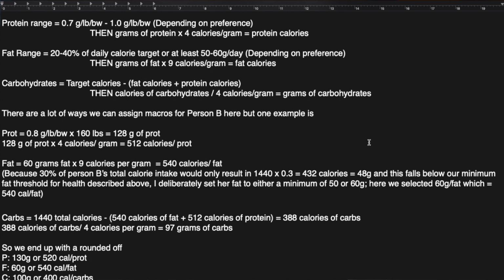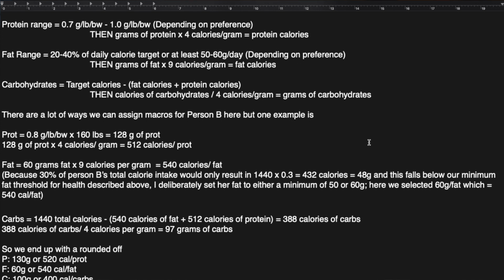We've got the 1440 total calories, subtracted by parentheses 540 calories of fat plus 512 calories of protein, close parentheses, and we wind up with 388 calories of carbohydrates. 388 calories of carbohydrates divided by 4 calories per gram gives us 97 grams of carbohydrates.